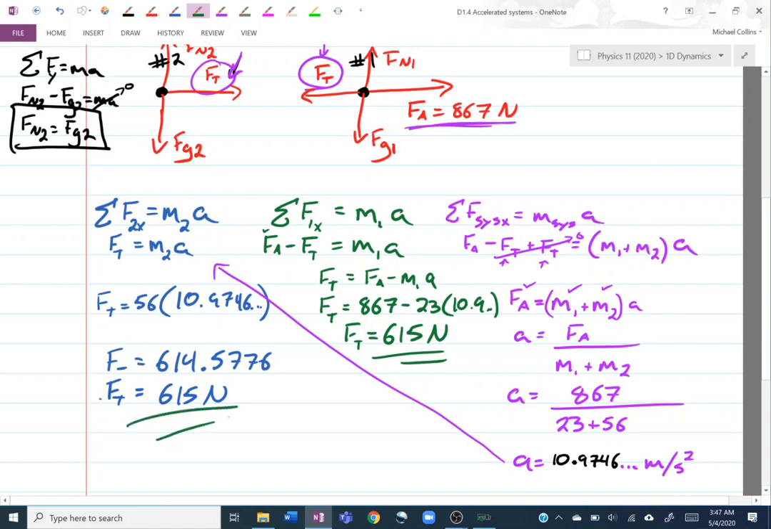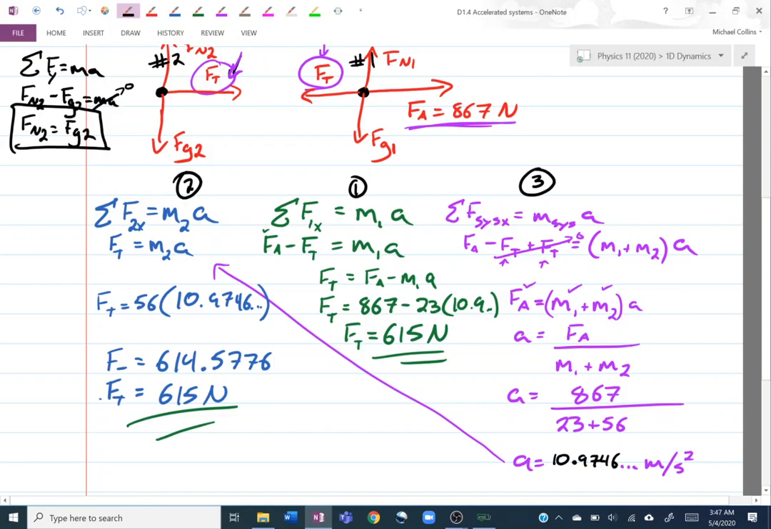So this, I would argue, is the physics way of doing it. You have three things to look at in a system. You can look at option 1, or I should call this box 1. You can look at box 2 in isolation, or you can look at the whole system by itself.